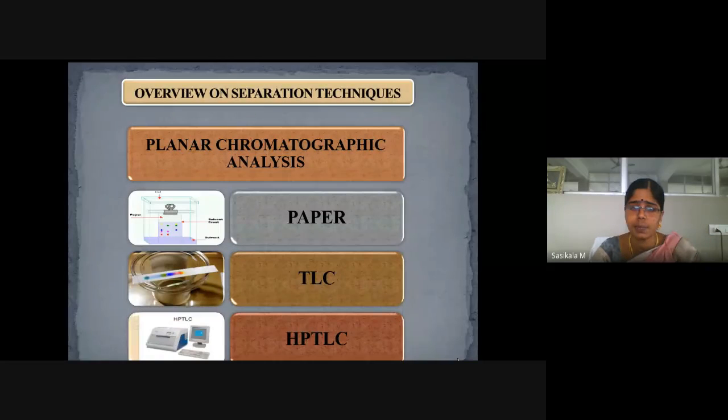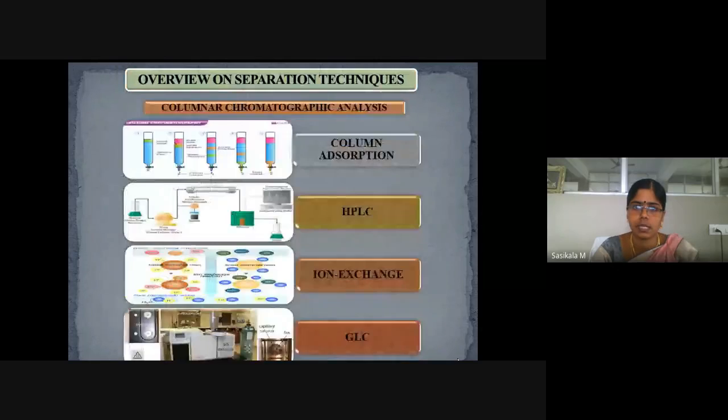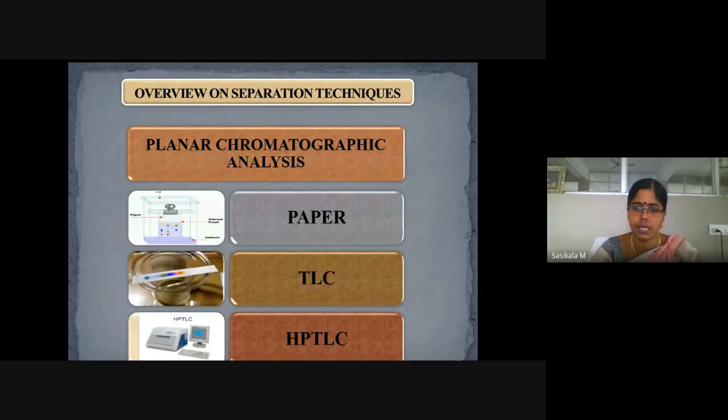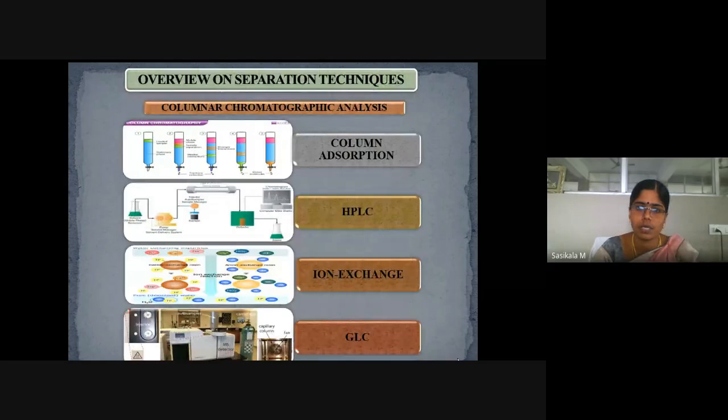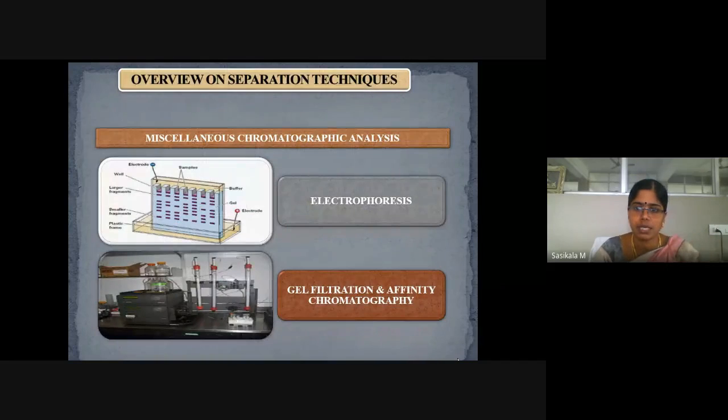In the separation technique, there are 3 categories: planar, columnar, and miscellaneous. In planar, paper chromatography, PLC, HPTLC, PC, TLC, HPTLC. Columnar, column adsorption, HPLC, ion exchange, and GLC. In miscellaneous, electrophoresis, gel filtration, and affinity chromatography. Okay, the remaining we'll discuss in the next class.